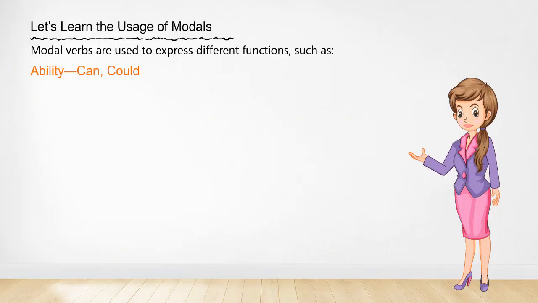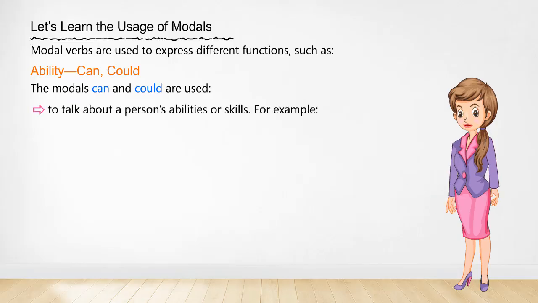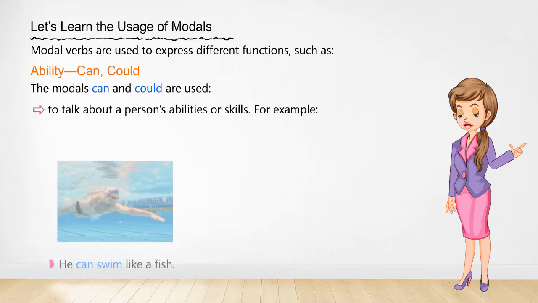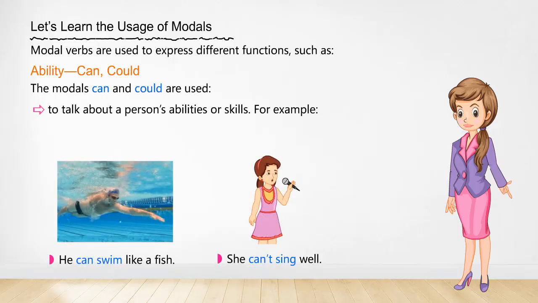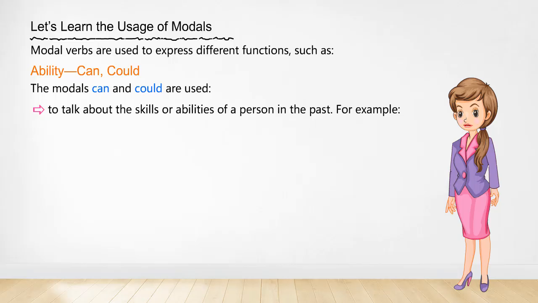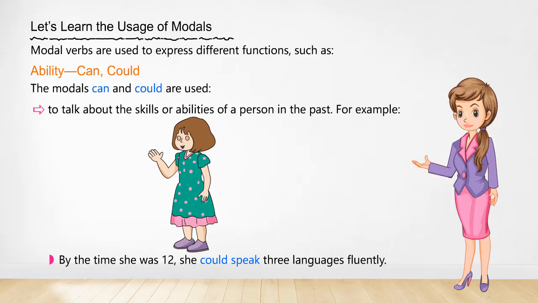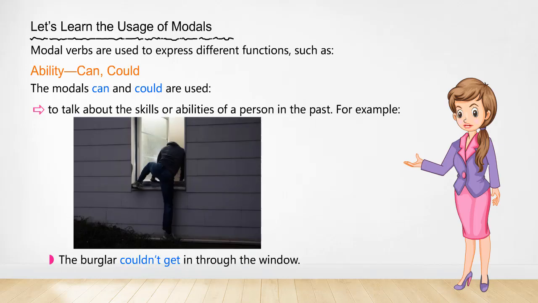Ability: can, could. The modals can and could are used to talk about a person's abilities or skills. For example, he can swim like a fish. She can't sing well. To talk about the skills or abilities of a person in the past, for example, by the time she was 12, she could speak 3 languages fluently. The burglar couldn't get in through the window.